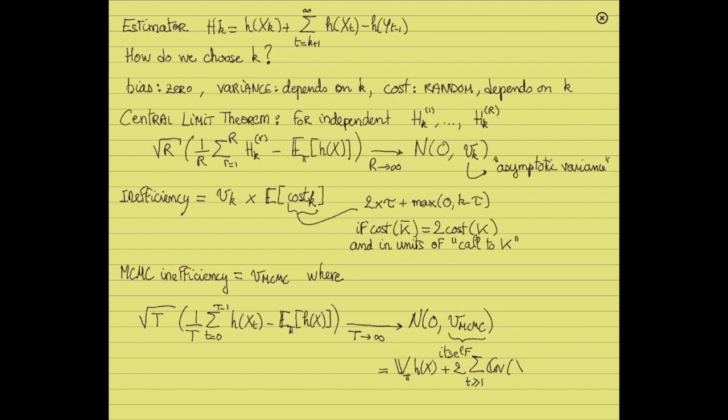And because of this infinite sum of covariances, it is not easy to estimate the asymptotic variance of MCMC, and there's a vast literature on it. There are various packages in Python and R to implement those estimates. But recall that it is just not trivial to estimate this asymptotic variance, whereas Vk is simple to estimate with this standard empirical variance estimate.